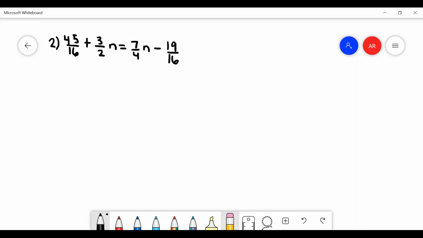So let's take a look at the numbers in our denominator. We have a 16, we have 2, and we have 4. So we need to figure out the smallest possible multiple of the numbers in the denominator. In this case, the smallest possible multiple of the numbers in the denominator is 16. So therefore, the LCD is 16. So now we need to multiply each term in this equation by the LCD 16.